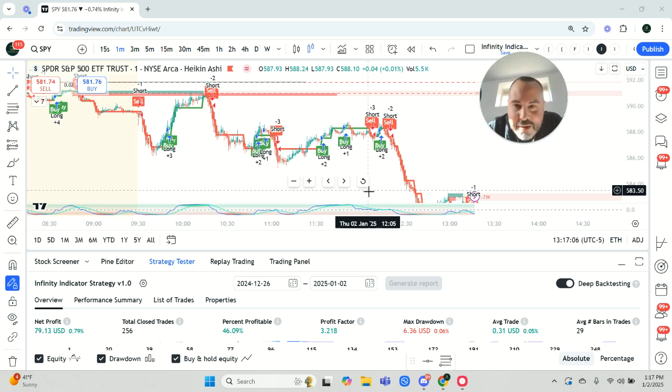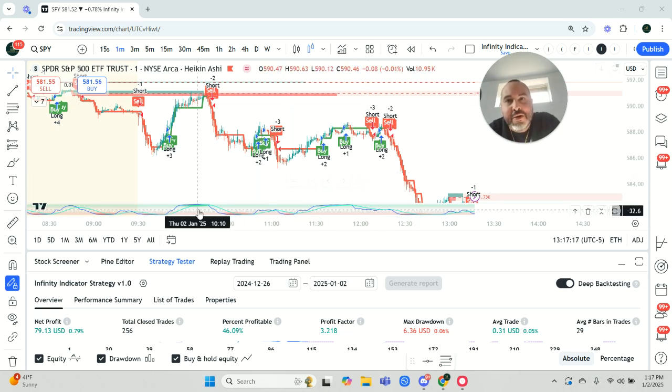We started out today great. Ended up the count almost 7% today. And we're making some progress, some real progress here on our infinity indicator strategy.